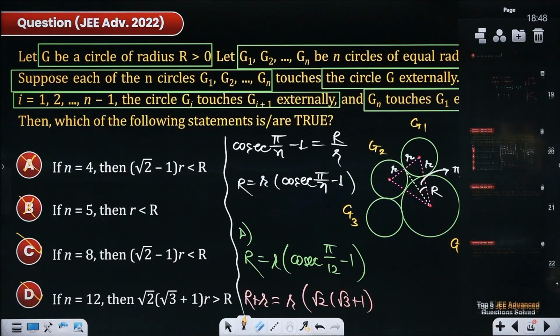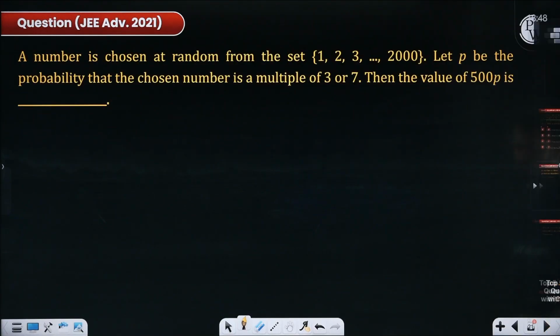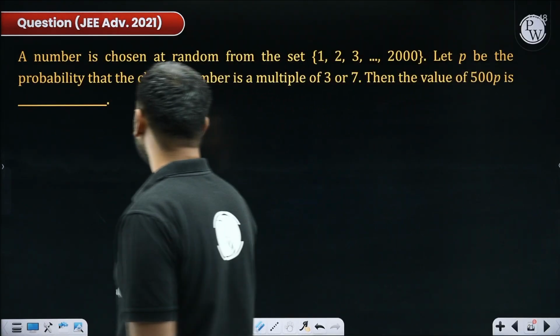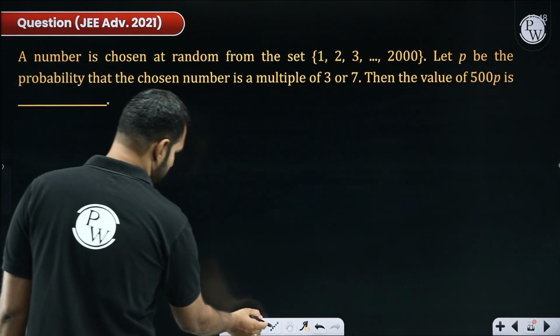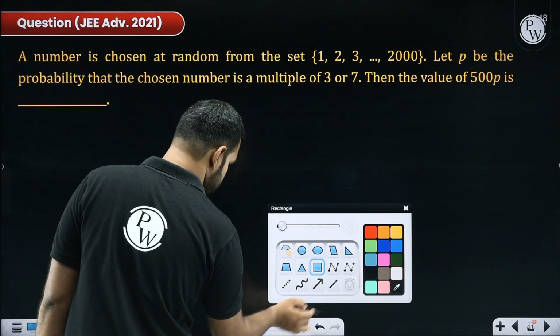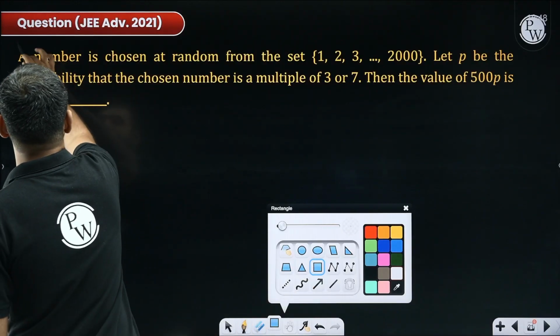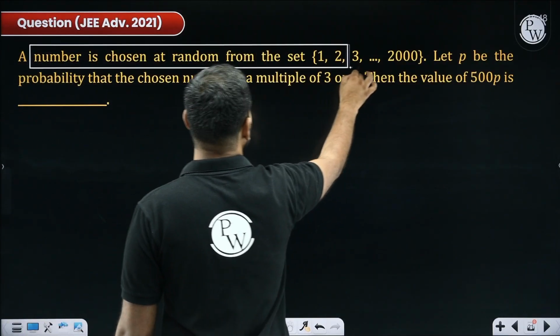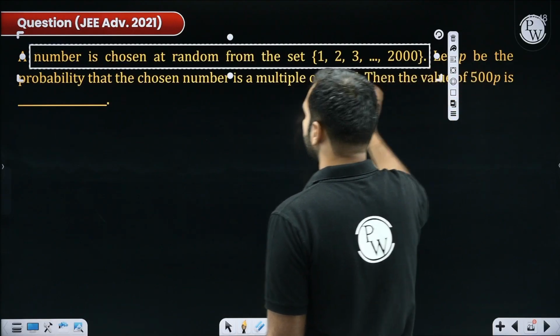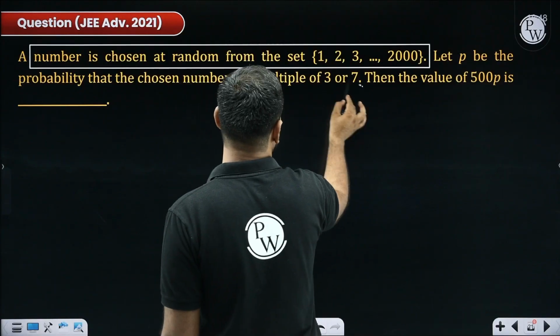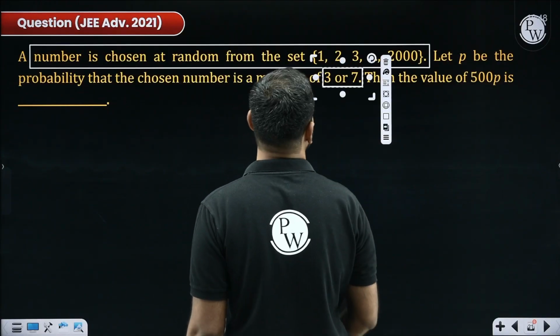With that, I will now move towards the next question, the final question for the day. Here we are. A number is chosen at random from the set. So this is a question from probability. Again, a question asked by JEE Advanced. So a randomly chosen number from this set 1 to 2000. P is the probability that the chosen number is a multiple of 3 or 7. Can you believe that?